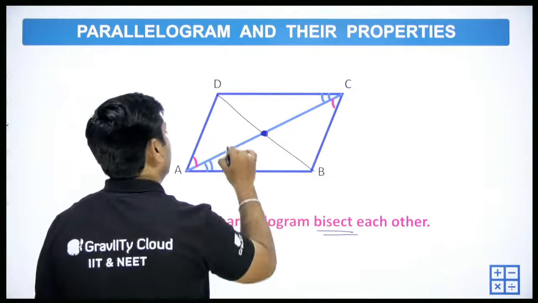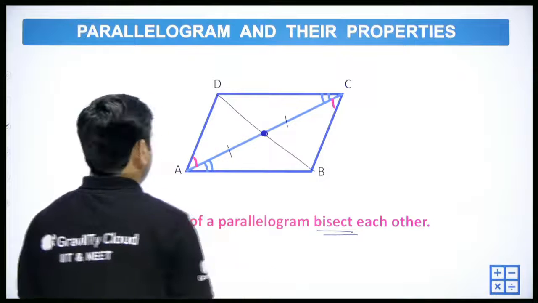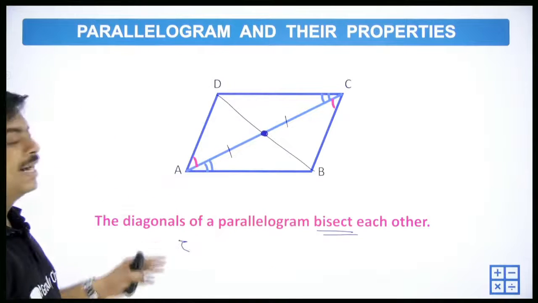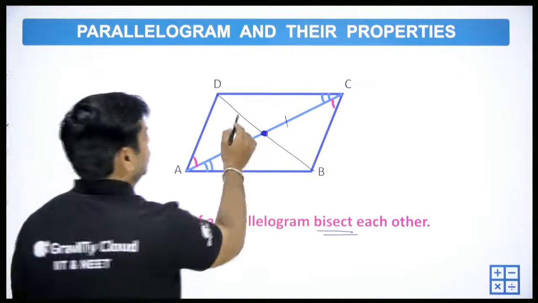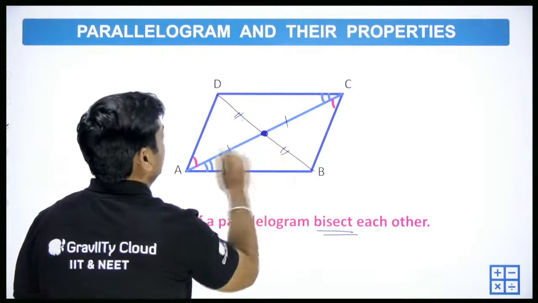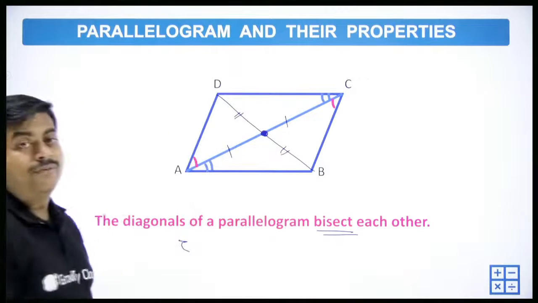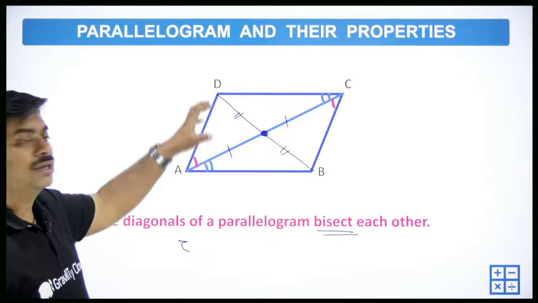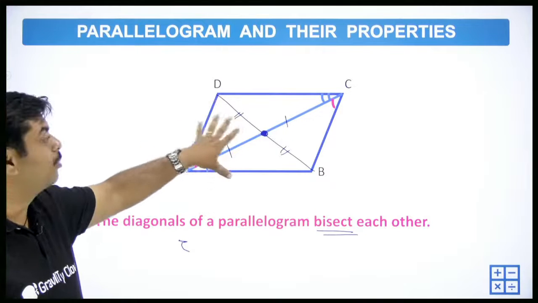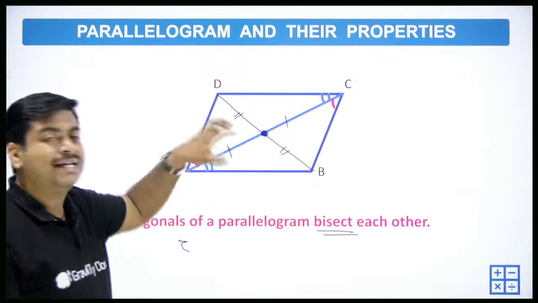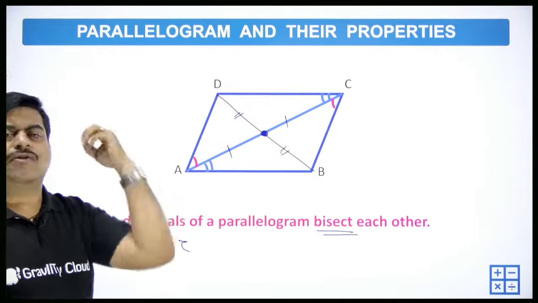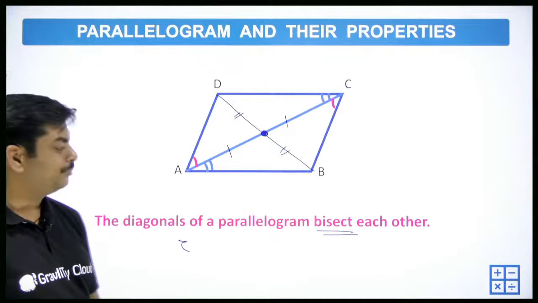So this length and this length are equal, right? So the diagonals of a parallelogram bisect each other, and this is a diagonal, this is a diagonal, these two will be equal and these two will be equal, right? So based on that, we can have a lot of applications of similar triangles concept here, because we can see a lot of triangles involved in this one. So a question can be framed in any way, right?